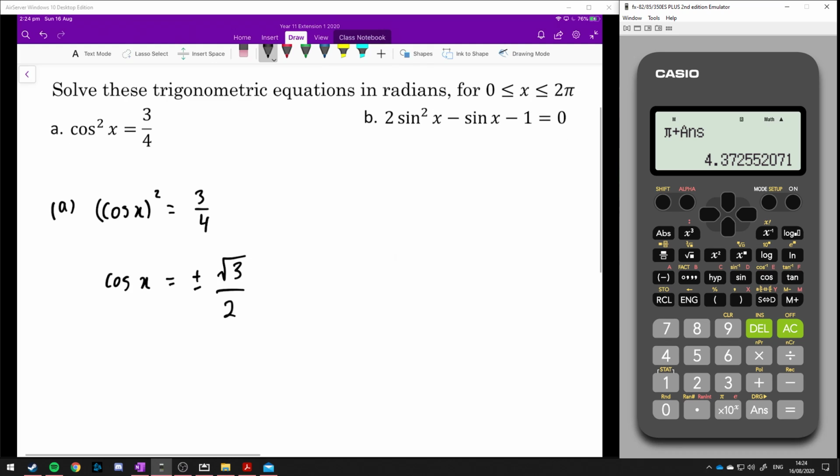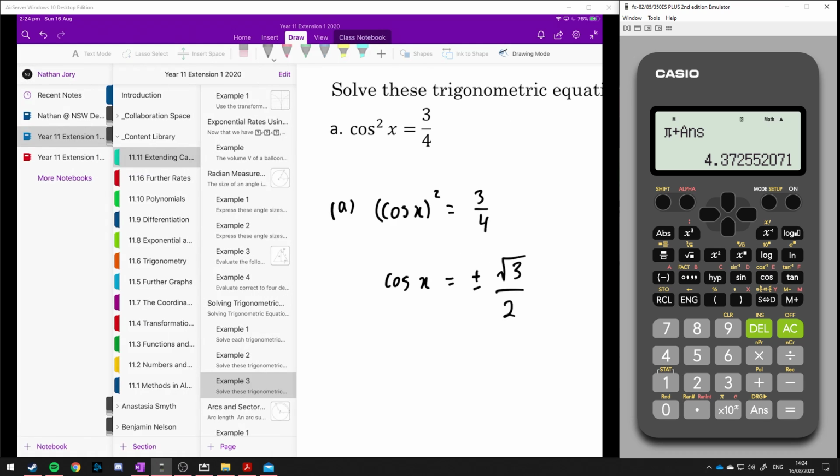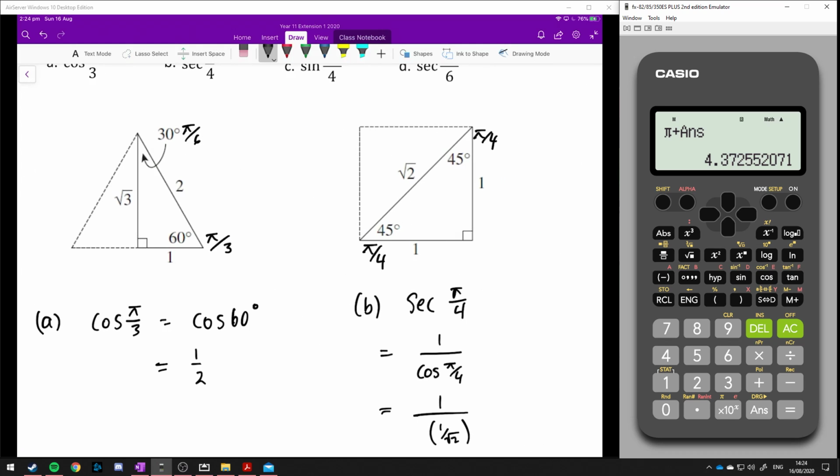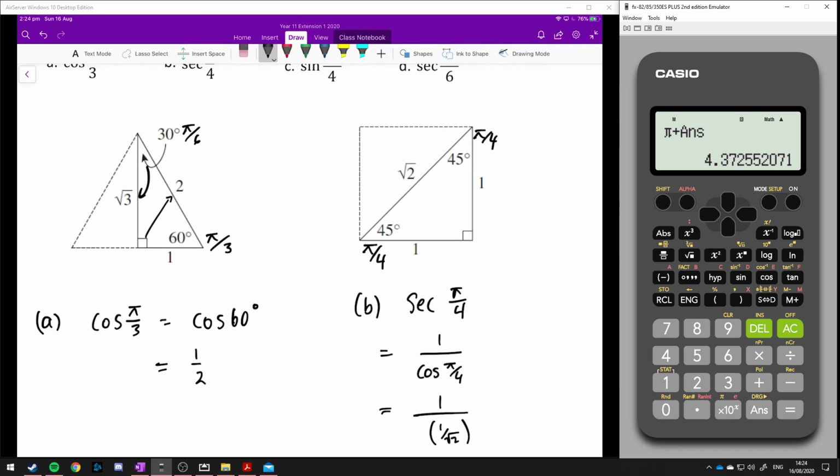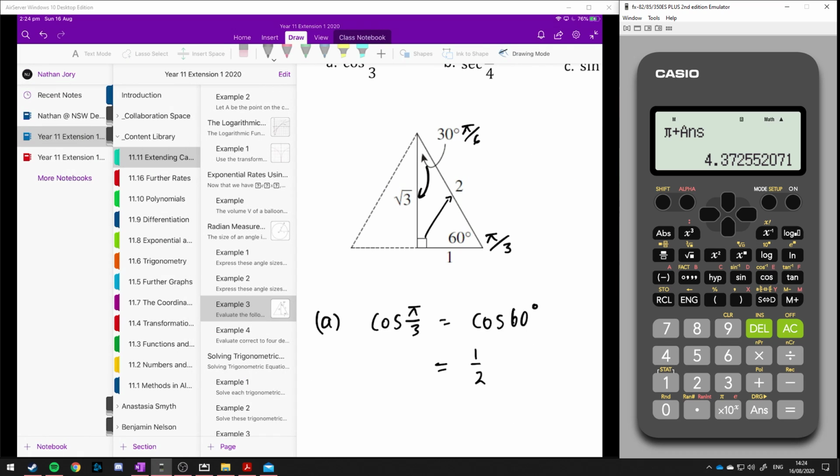Now, when is cos of x equal to root 3 on 2? If we go back to our exact triangles, and we're going to keep going back to these exact triangles, root 3 on 2 in cos is adjacent on hypotenuse. So root 3 on 2 is when it's 30 degrees, or pi on 6. So pi on 6.